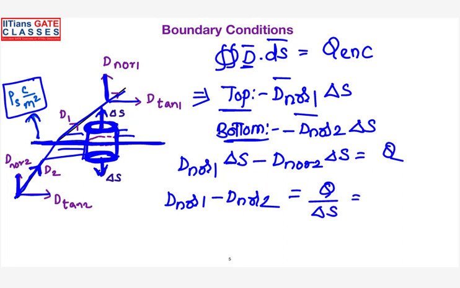Can you tell me what is the value of Q by delta S? The charge present within the cylinder divided by a small amount of delta S. Rho S, sir. Very good. It is nothing but the surface charge density present on the interface. So this is your second boundary condition.